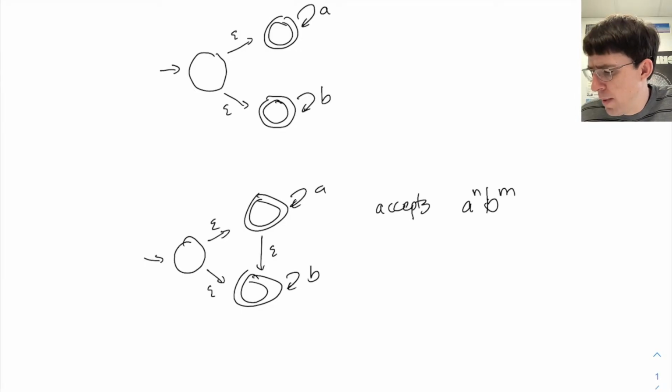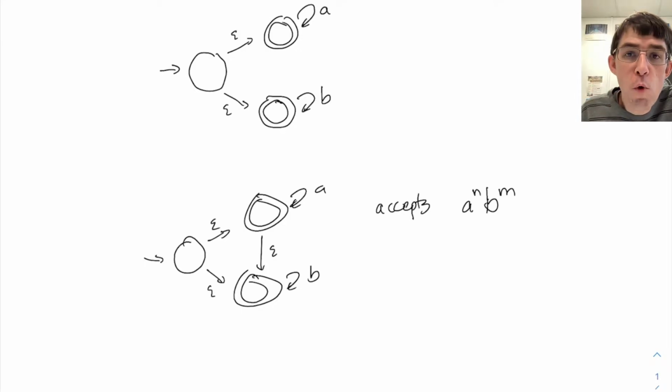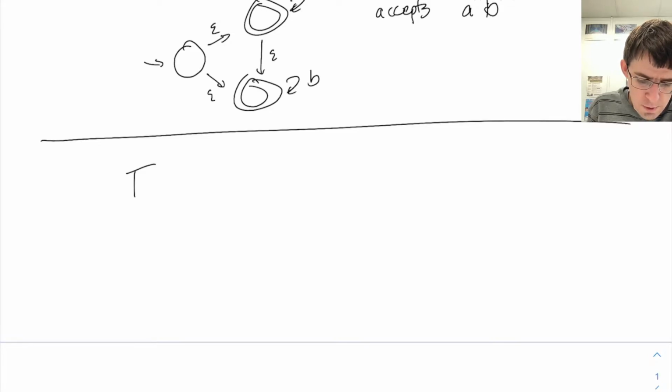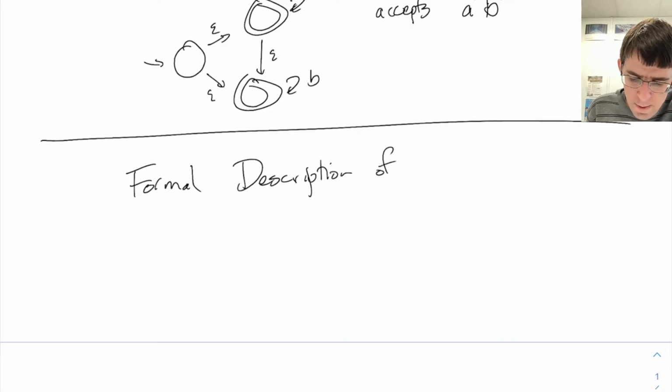What I want to talk about for the next few minutes is the formal description of an NFA. An NFA, at least in terms of its structure, is very similar to a DFA. It's just that there are slightly different kinds of things which are allowed in an NFA. All right, so let's talk about the formal description of an NFA. It's going to look pretty similar.